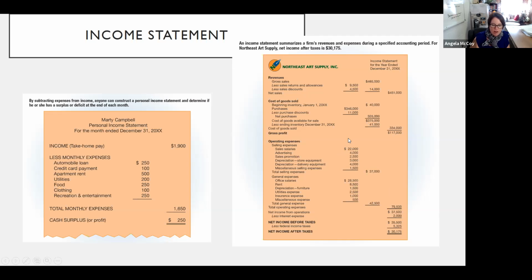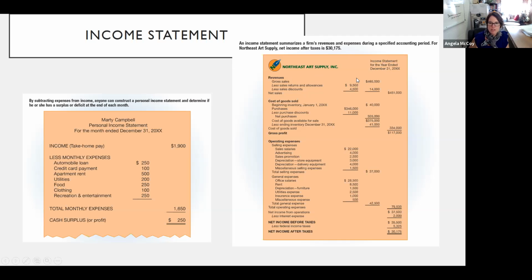Revenues are the dollar amounts earned by a firm from selling goods, providing services, or performing its business activities. The gross sales, which is up here at the top, are the total dollar amount of all goods and services sold during this accounting period. So when we look at the accounting period, we are looking at 1 year as our accounting period. Deductions are made from this amount.